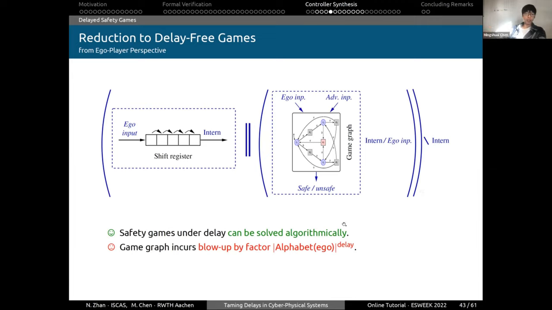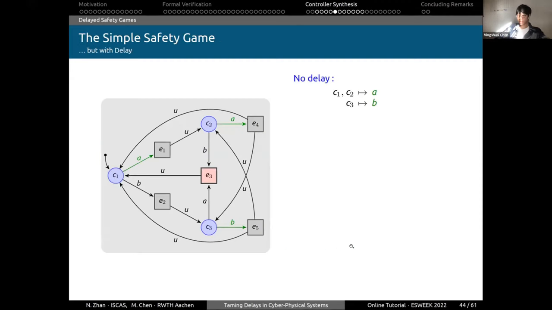But still, there's a downside to this reduction. Obviously, you have a blow up in the state space by an exponential factor in the magnitude of delay. Because when you do the product, if you have 5 units of delay, then it will be multiplied by every state in the game graph. And this exponential blow up will make the synthesis problem very hard in practice. Later on, you will see how we can come up with an incremental algorithm that tries to avoid such an exponential blow up.